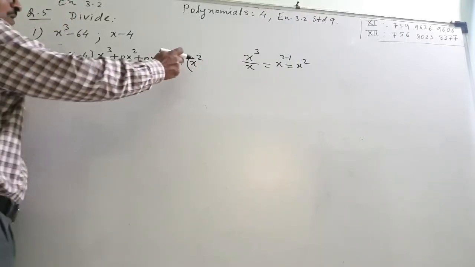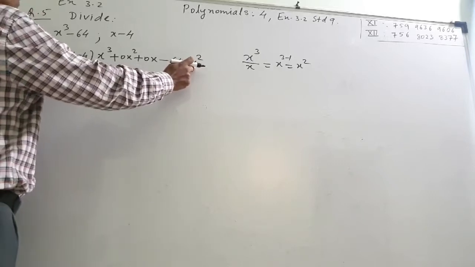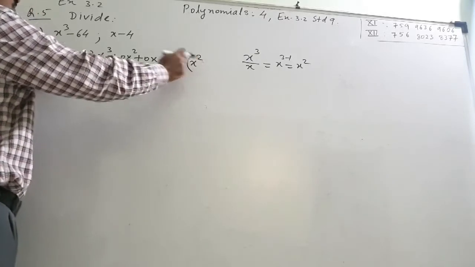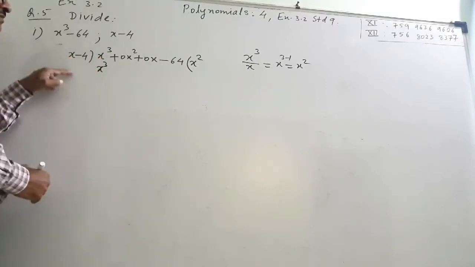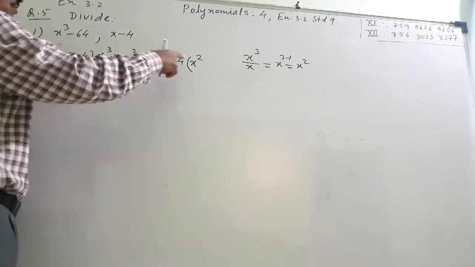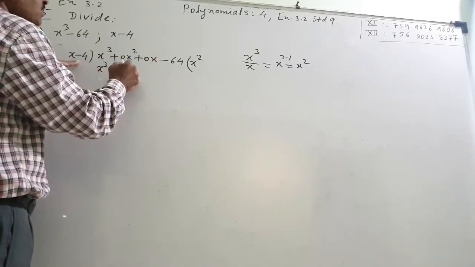So now, by this x raised to 2, I have to multiply this. x raised to 2 into x raised to 1, 2 plus 1 is 3, x raised to 3. Minus 4 into x square, minus 4x square.